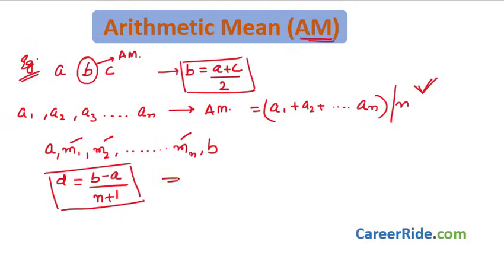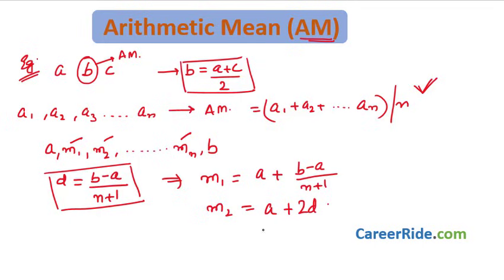And my first arithmetic mean here would be what? M1 is A plus D, so A plus B minus A upon n plus 1, right? M2 would be what? M2 is equal to A plus 2D, right? So this way you can keep going on and apply and try to find out the arithmetic mean of a series, or you can insert arithmetic means between two given numbers of an arithmetic progression. Quite easy, nothing difficult here. When we solve the questions, you will find it even easier.